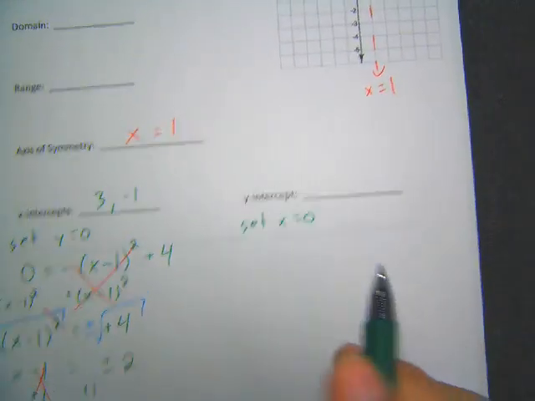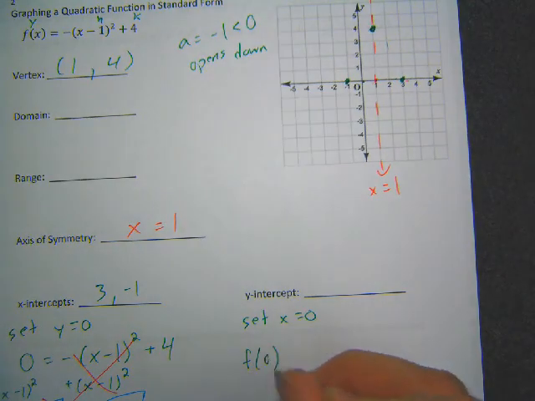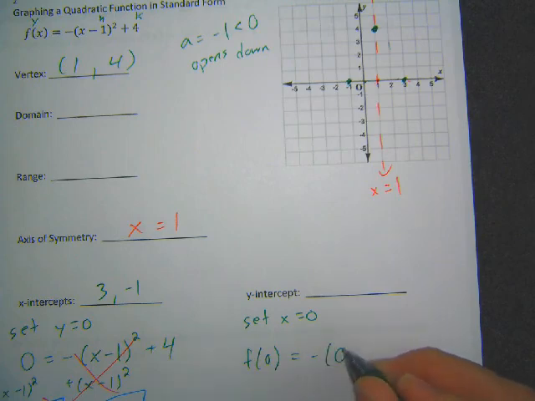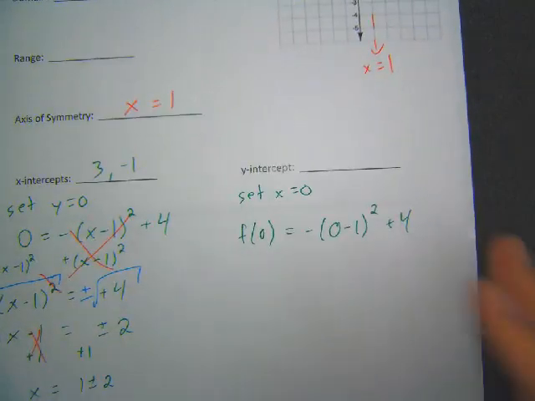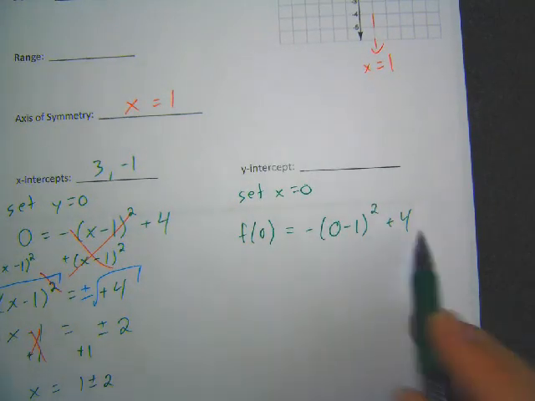So if we set x equals 0, we're going to put 0 in for x in this equation. So basically we're finding f of 0, plugging 0 in for x. That will give us the y-intercept. So we get negative (0 minus 1) squared plus 4. And this one, it's not something you even have to solve. You just have to simplify it, just run the math.